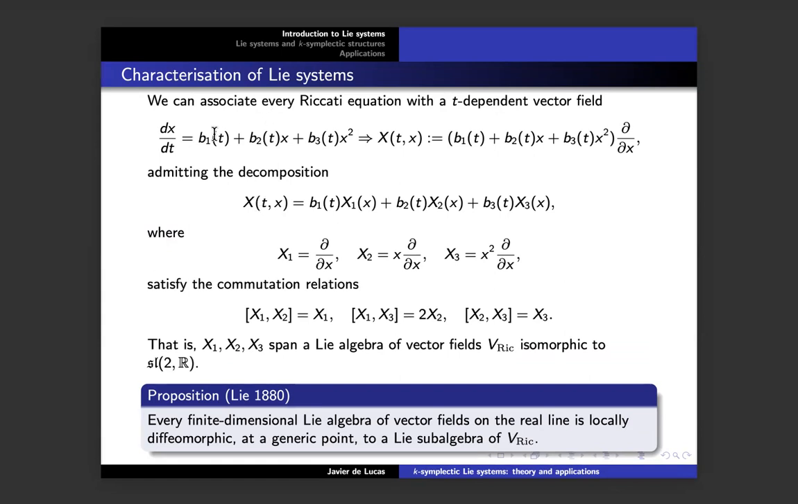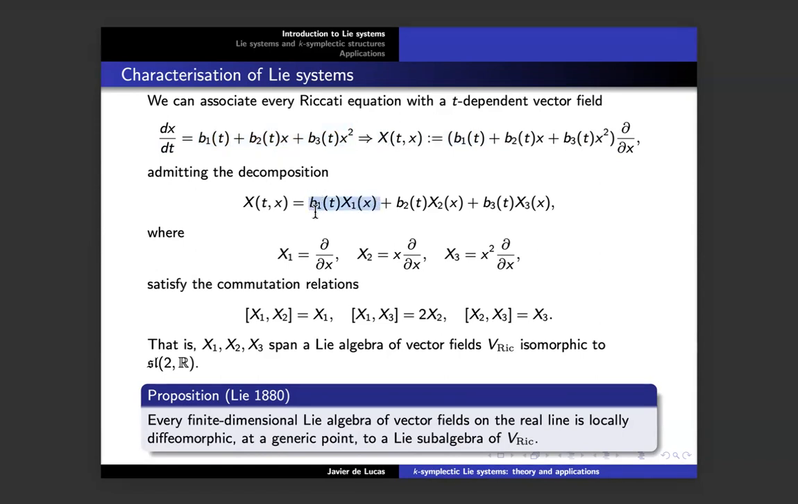To see how this goes, I will remind you that when you have a Riccati equation, associated with it you can write a time-dependent vector field. A time-dependent vector field is nothing but a family of vector fields parameterized by a parameter t. For every t you have a vector field, and that's all. Essentially you can do it geometrically very nicely, but essentially this is the thing. When you have this time-dependent vector field associated to the differential equation, you can decompose it as a linear combination in this way.